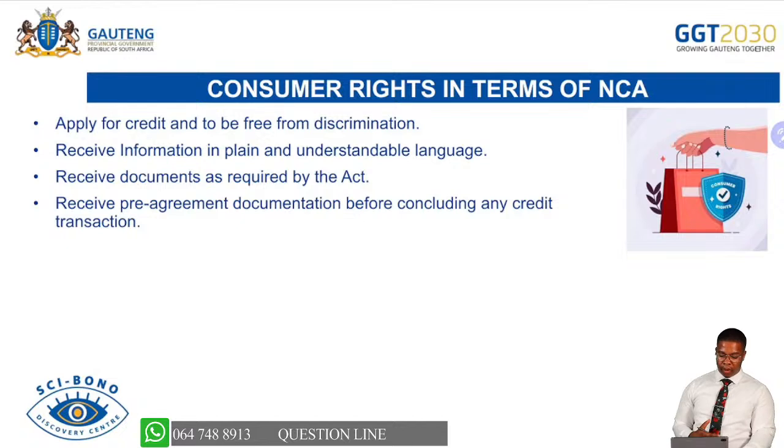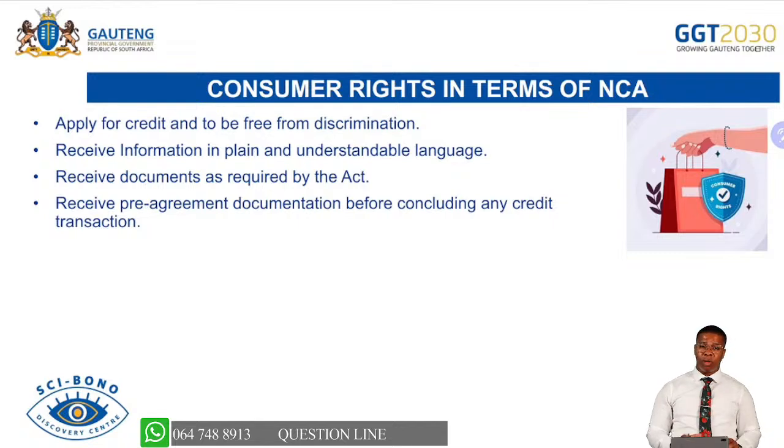Then, consumers have the right to receive pre-agreement documentation before concluding any credit transaction. A pre-agreement is some sort of quotation that will give a consumer an idea of what they could potentially pay for the credit they are applying for. So they need to have that document just to go and think and decide if they really want to purchase whatever asset or product on credit.